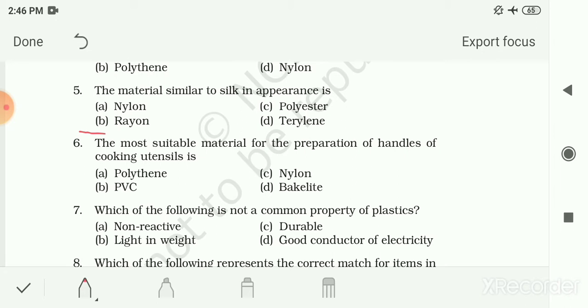Next, 6 number: the most suitable material for the preparation of handles of cooking utensils is. From what material are we making the handles of cooking utensils? The options given to you are polythene, PVC, nylon or bakelite. So here the answer is option D, bakelite. From bakelite we are making the handles of cooking utensils, as it is a thermosetting plastic, and thermosetting plastic has the property that it will not deform on heating, or it will not be softened on heating. So we are making these handles of cooking utensils from this material.